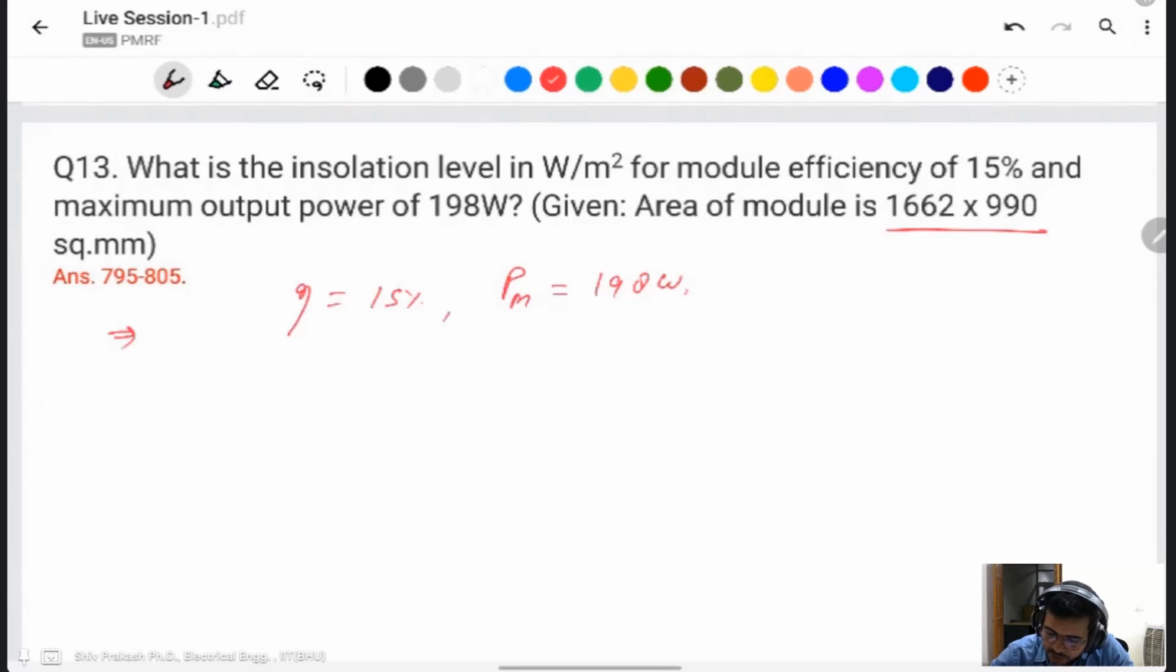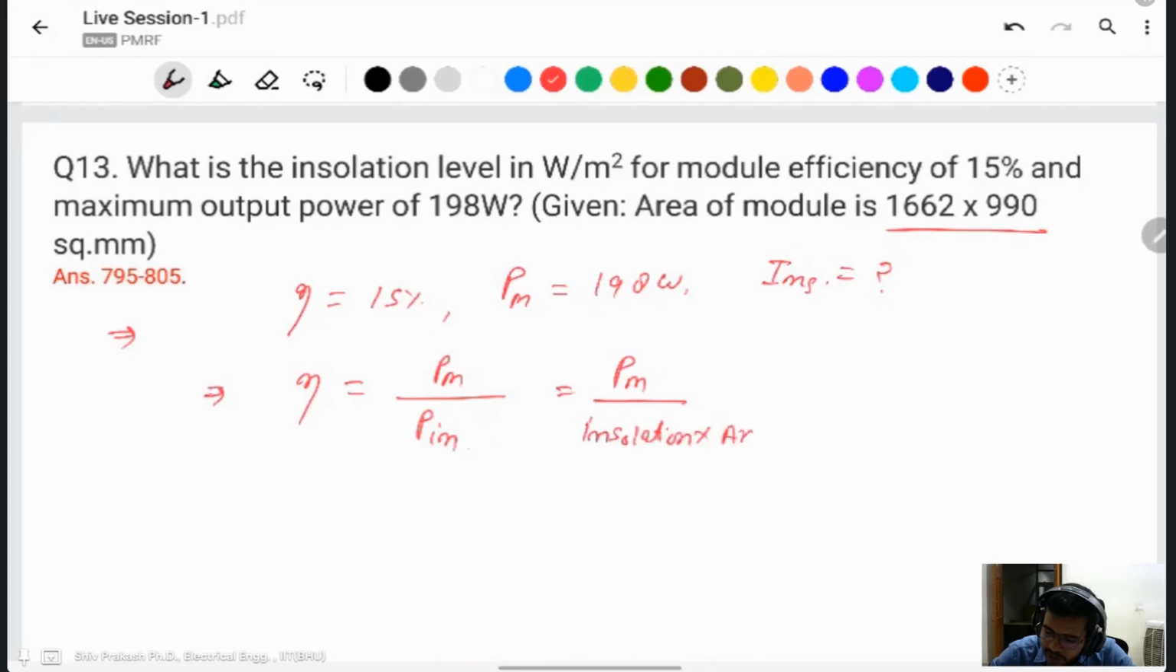The insolation level is what we need to find. You know about efficiency: module efficiency is the maximum output power divided by the input power. The output power is the maximum power and the input power is the insolation power, that is insolation into area. First, find the area. The area is given as 1662 into 990 mm square. To convert into meter square, divide by 10 to the power 6. Then we get 1.662 into 0.990 meter square.